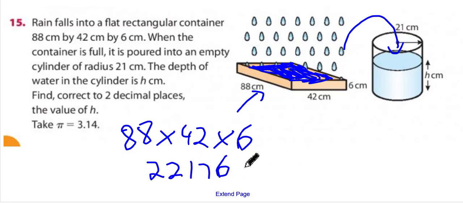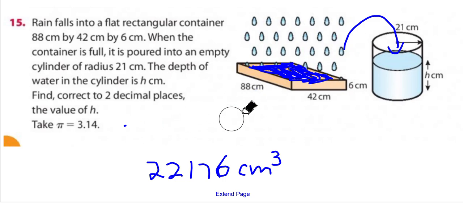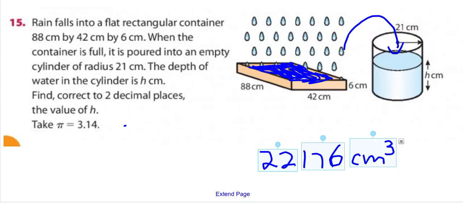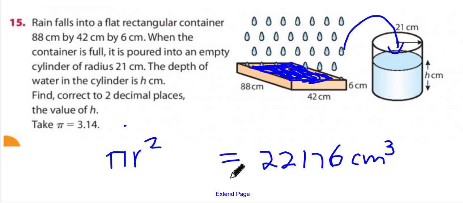22,176 centimeters cubed, because you're multiplying centimeters by centimeters by centimeters. Okay. Next thing after that, guys, would you agree that the water is in the shape of a cylinder? It's not the full cylinder, but the water is in fact in the shape of a cylinder. And we're after pi r squared, and you notice that the h is in a different color. Why is the h in a different color? Yeah, the h is the goal of the question, so therefore we leave it like that.